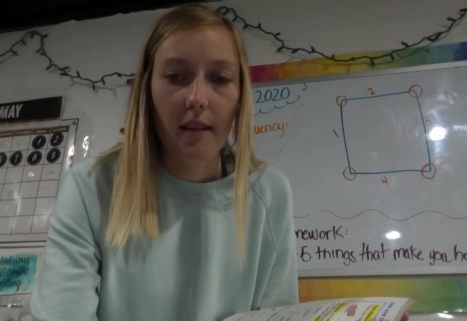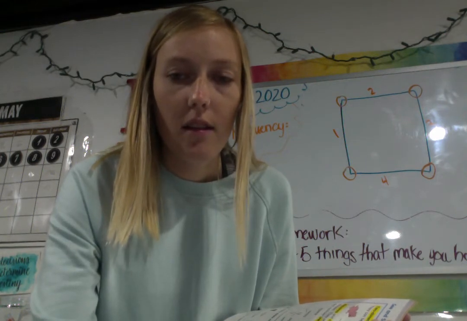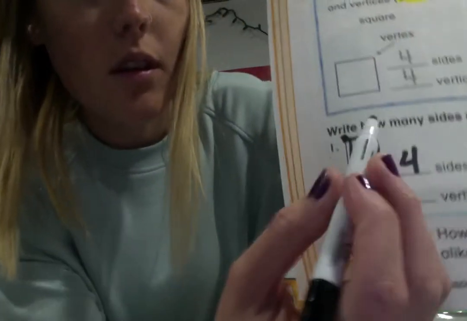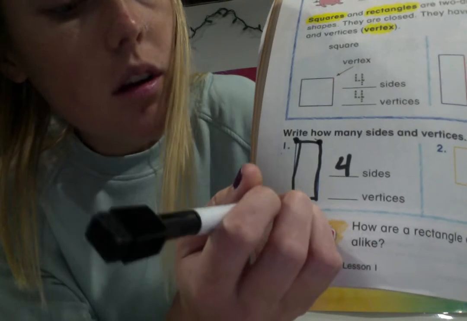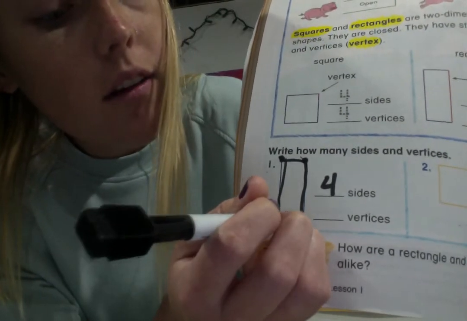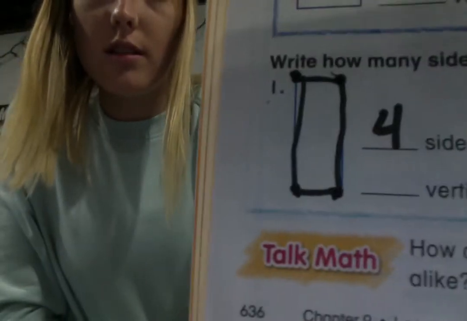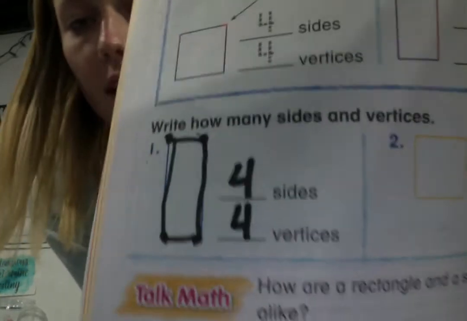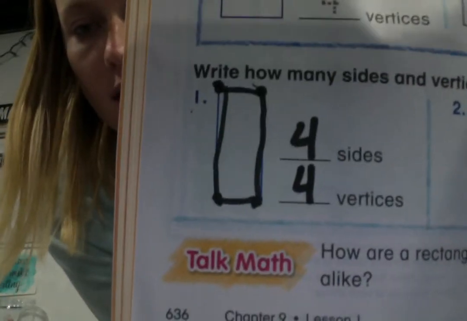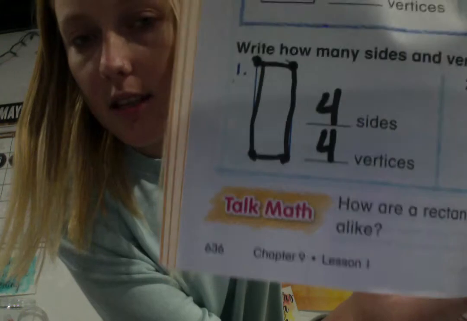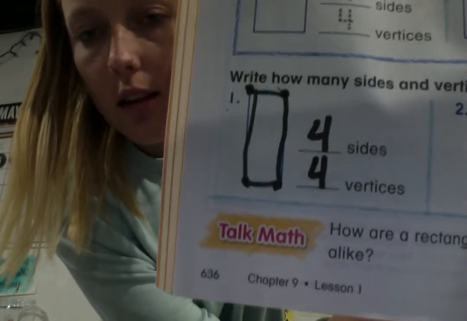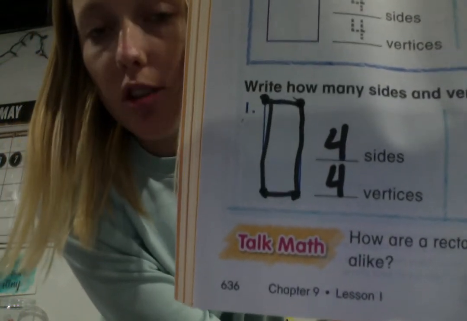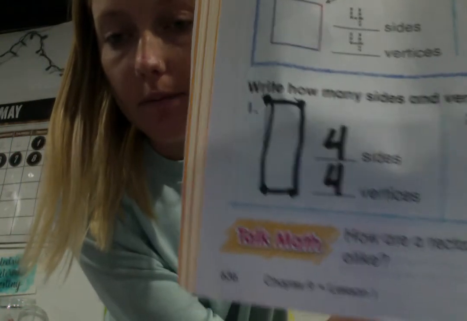Lima, what do you think? 4. Yeah, look. 1, 2, 3, 4. 4 corners. You see that? 4 lines and 4 corners. So you can write 4 on both of those lines. There are 4 sides and 4 vertices, or 4 corners. Why, Miss? I don't know. That's just how rectangles and squares are drawn.